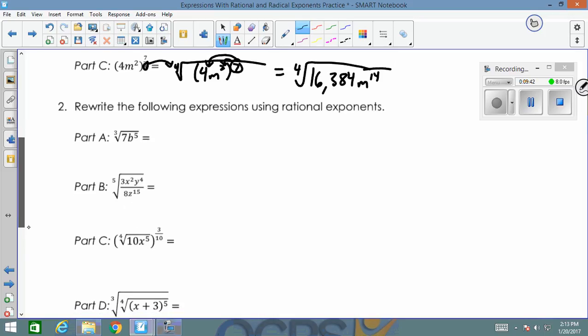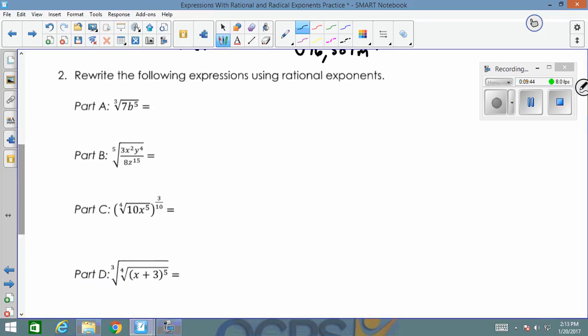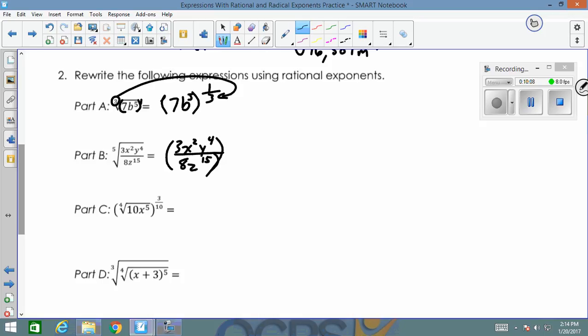Alright, then we got to go the other way and write them as rationals. So this one would be 7b to the 5th to the 1 over 3 power, because this is to go first, and then this 3 always goes in the denominator there. Alright, so the next one would be 3x squared y to the 4th over 8c to the 15th to the 1 over 5 power.